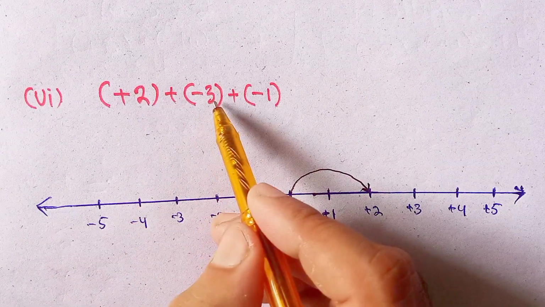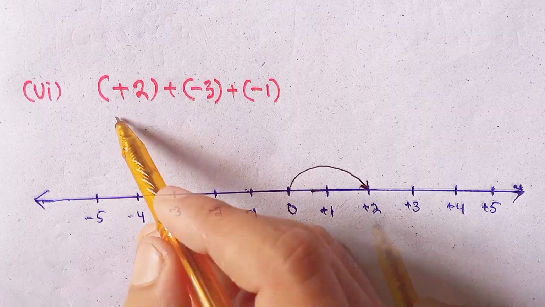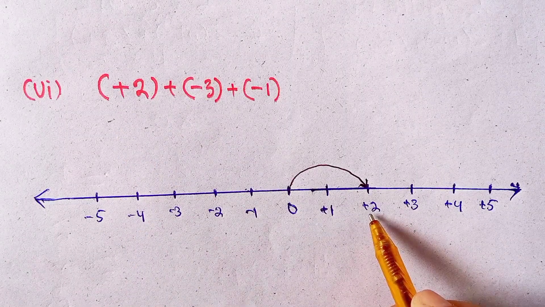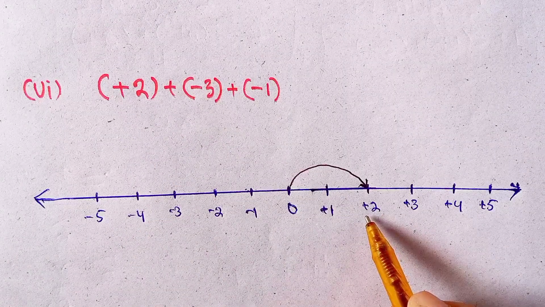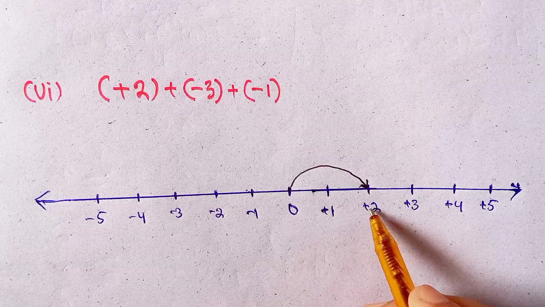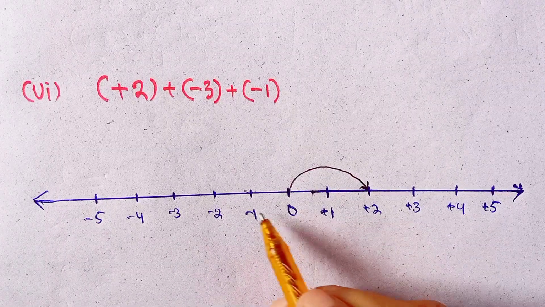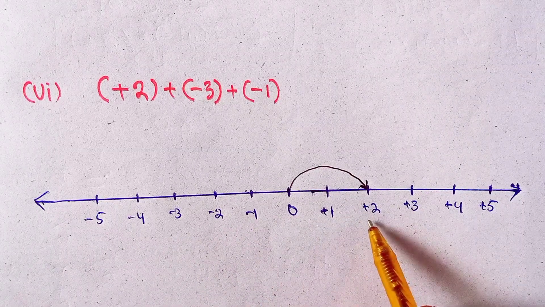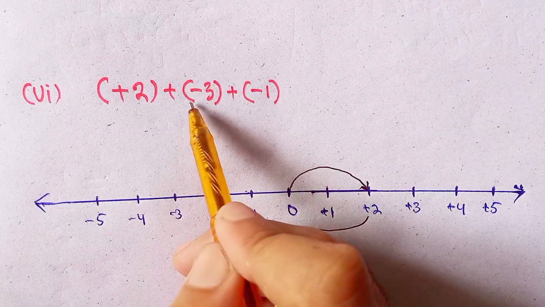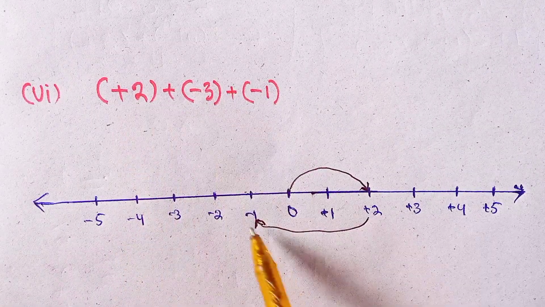Now we are going to add negative 3 with positive 2 on the number line. We will consider positive 2 as the reference point and count 3 unit distance to the left on the number line. So 1, 2, and 3. So we will land on negative 1. When we add negative 3 with positive 2, we will get negative 1.